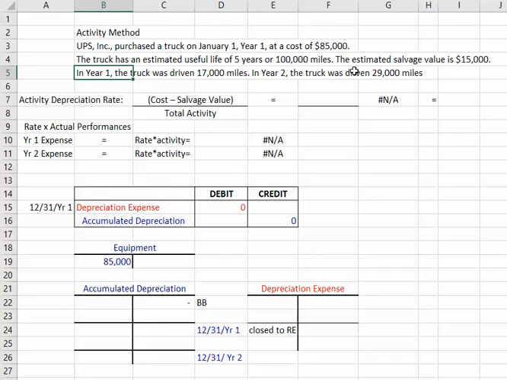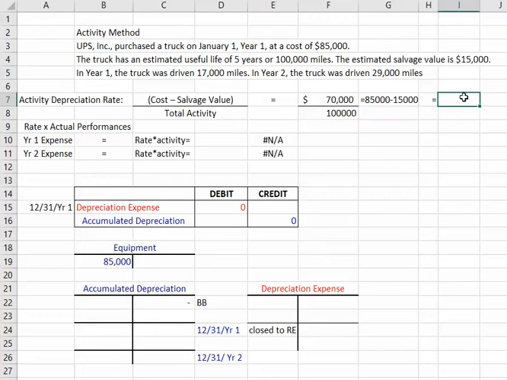The estimated salvage, also called residual value, is relevant because here's how you do activity method. You take your depreciable cost in the numerator, just like with straight line, and that is your 85,000 minus your salvage value. So they have $70,000 of usefulness. Then what they're going to do is divide it by the total number of miles. Activity miles makes sense to use for trucks. If it was an oil company, you'd probably use barrels of oil. Whatever makes sense for the asset that you're depreciating or depleting.